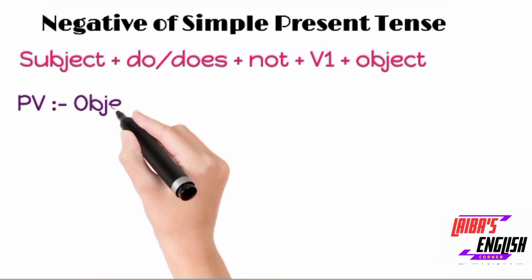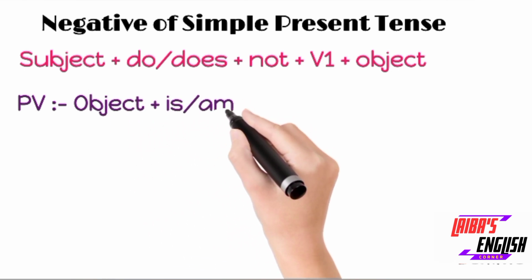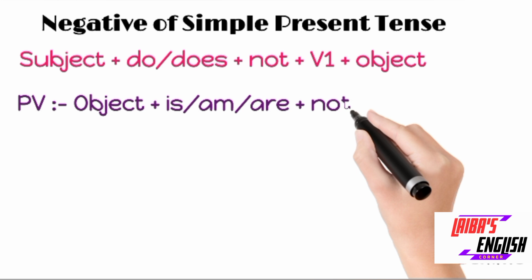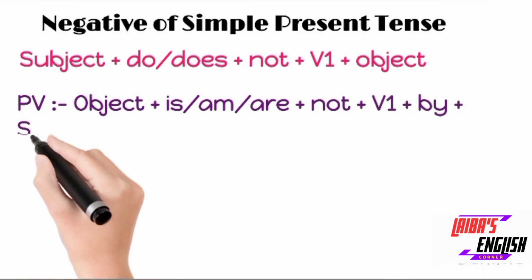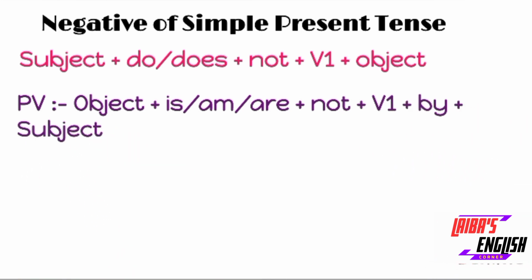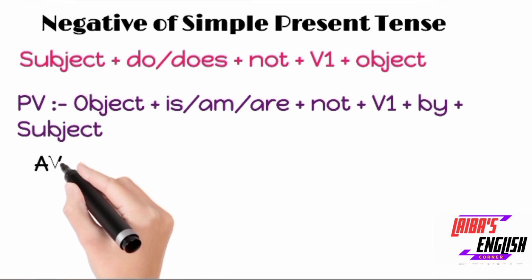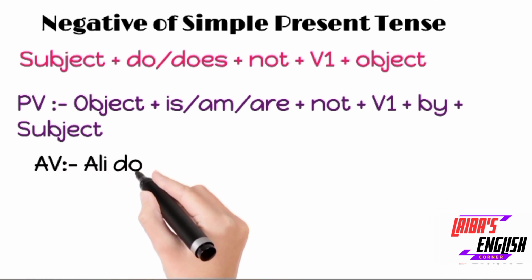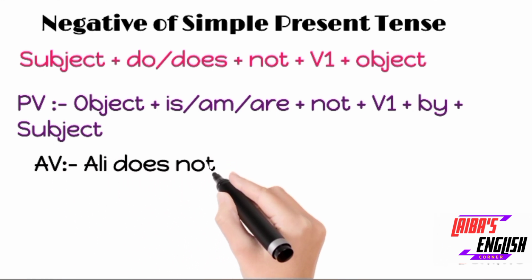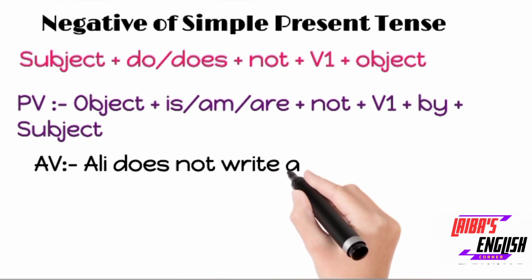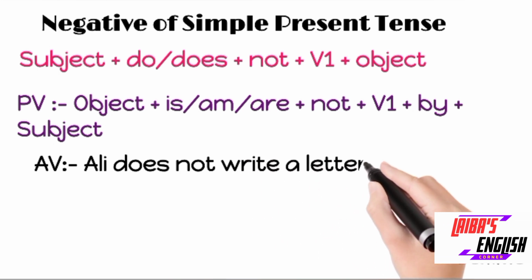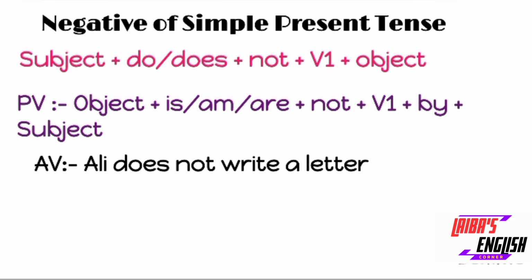Now when we have to make it passive, remember that we have to take the object in the start plus helping verb is, am, are used in the simple present. Then not the first form of verb, we have to use third form of verb. I made some mistakes there to make you attentive, so that you please focus on what I am saying. I already said that there will be the third form of verb only. So plus by plus subject. In active voice, the sentence is Ali does not write a letter. So Ali is a subject, write is a verb, a letter is an object.